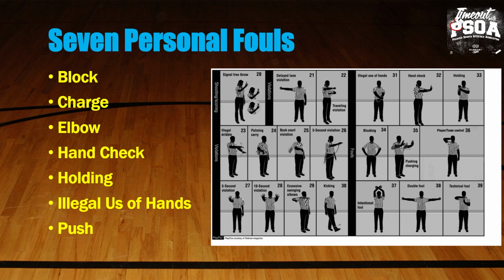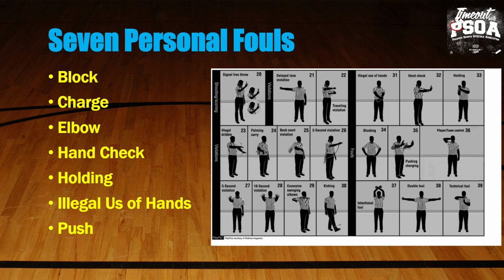This is the chart of the signals we should be using. If you are using signals to communicate fouls outside of this chart, we are not being consistent. Be consistent, stay with these signals. Block, 2 hands on hips. Charge, 1 hand behind the head. And it should be the same hand that you raise your fist with.